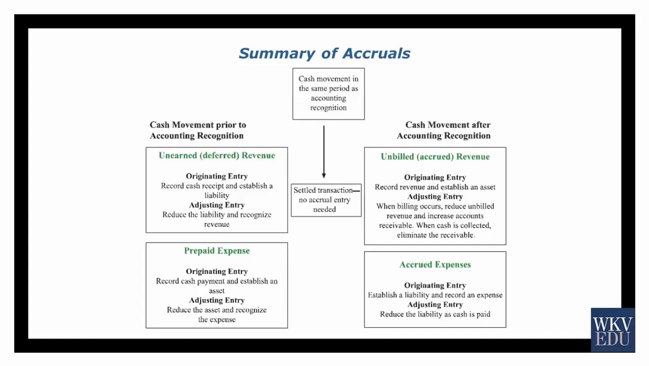Pause the video, read these four types of accruals: unearned revenue, prepaid expenses, unbilled revenue or accrued revenue, and accrued expenses. What exactly are they? What are the accounting effects? And so on and so forth. Pause the video, be on top of this slide, and then move ahead.